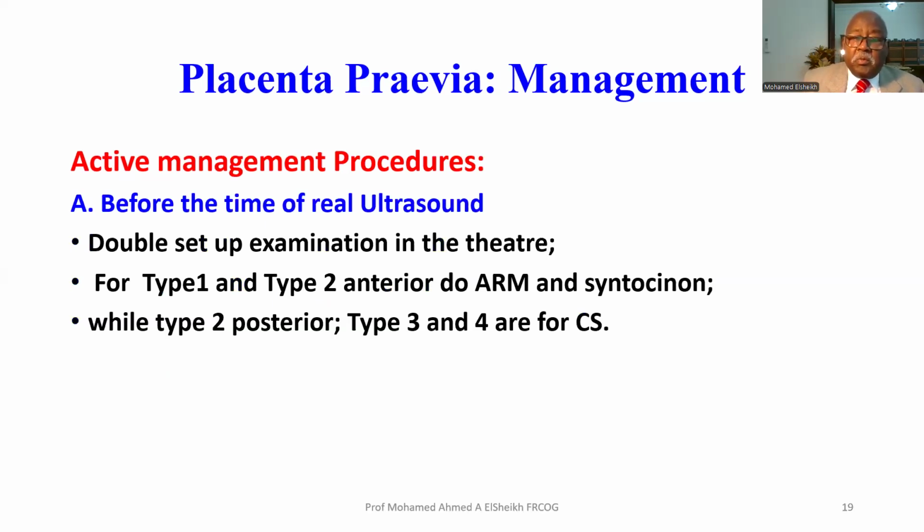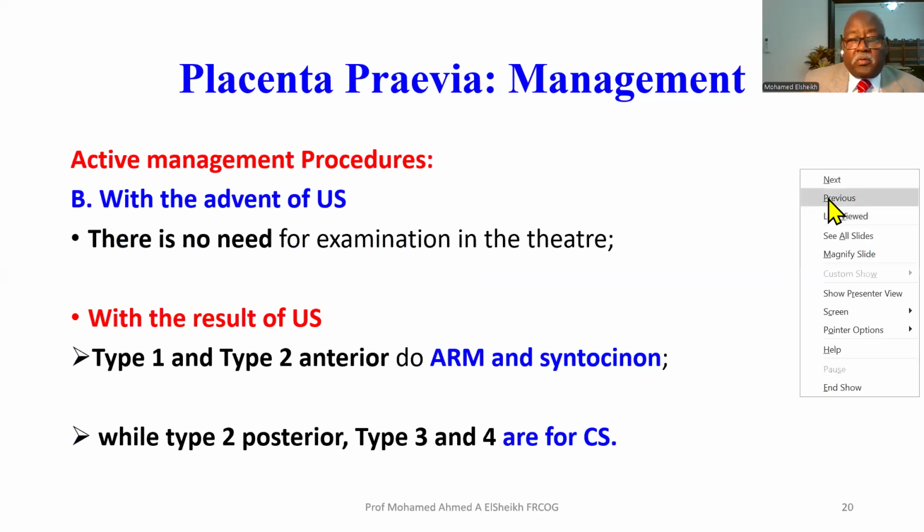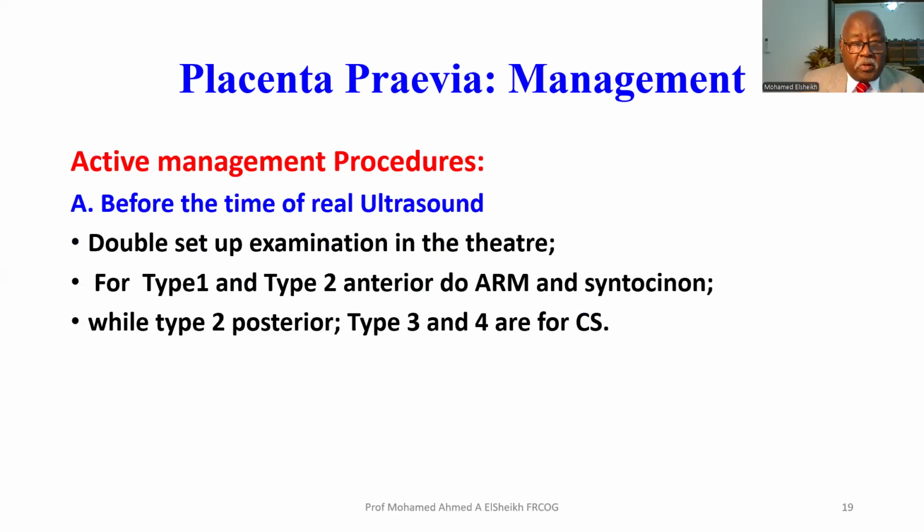The active management procedure, what do we mean by it? Here we relate it to before ultrasound and after ultrasound. Before the era of real-time ultrasound, we did a double setup examination in the theater. That's to say, we take her to the theater, we have a team who is scrubbed, ready to proceed for cesarean section if need be, and the anesthetist is there ready to give anesthesia. And then we do the examination in the theater. If we find the placenta previa to be type 1 or type 2 anterior, then we do artificial rupture of the membranes and syntocinon. While if it is type 2 posterior, type 3 and 4, we go for cesarean section. That is before the time of the ultrasound.